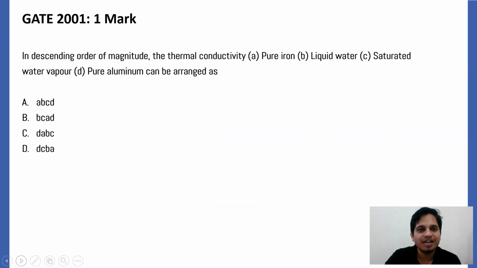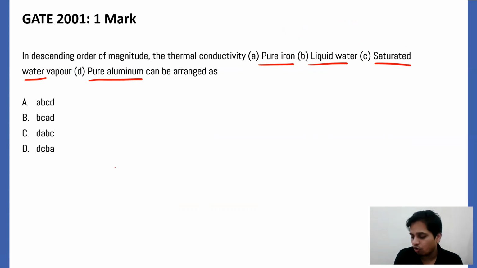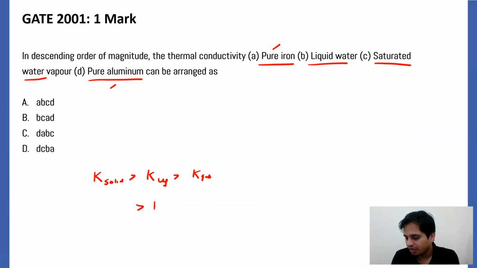Okay, chalo, let us see this question as well. In descending order of magnitude, in decreasing order, the thermal conductivity I need to find out. I need to arrange them. Pure iron, liquid water, saturated water vapor, pure aluminium. So we already know one thing. What? K in solids is greater than K in liquids and K in gases. Okay, so I know one thing, that I am not sure about pure iron or aluminium, but I am sure that in the end will come conductivity of liquid water and conductivity of water vapor.